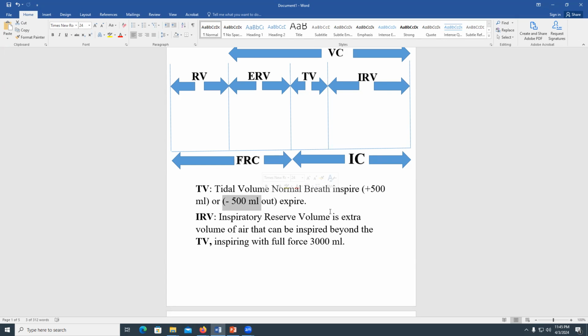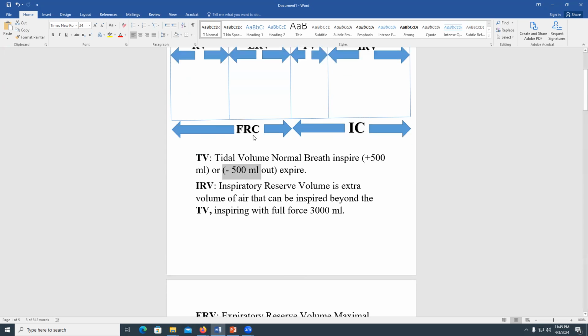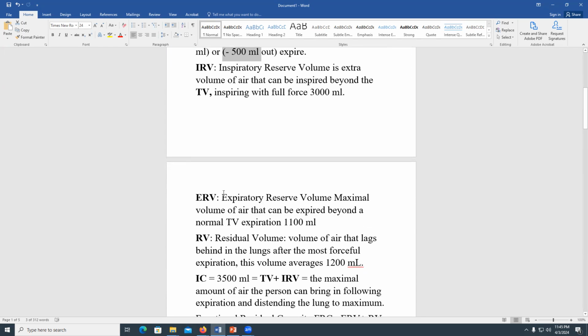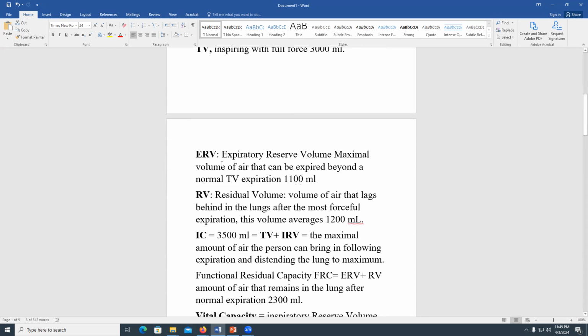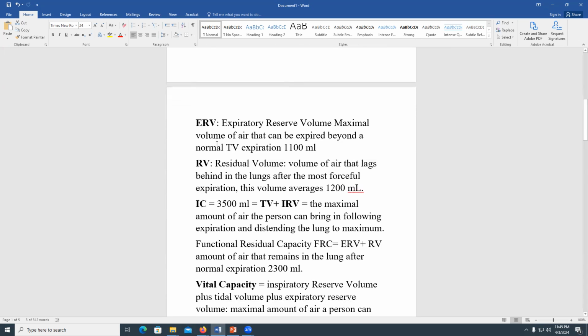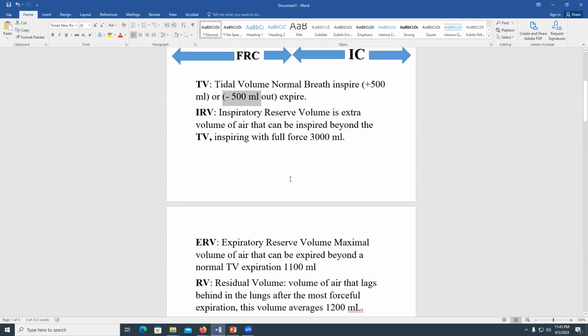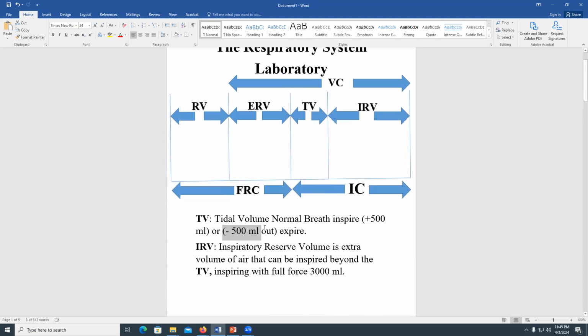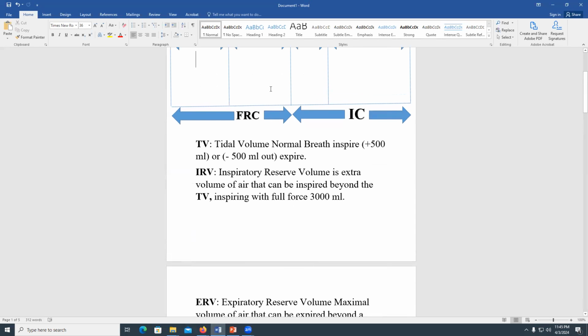Then immediately after the minus 500 milliliters of air that has left my lungs as a tidal volume, normal breathing, when I bring out the maximal amount of air I can bring out, that would represent my expiratory reserve volume. So the expiratory reserve volume is the maximal volume of air that can be expired beyond the normal tidal volume expiration. And that comes out to 1100. So my inspiratory reserve volume is 3000, but my expiratory reserve volume is 1100.